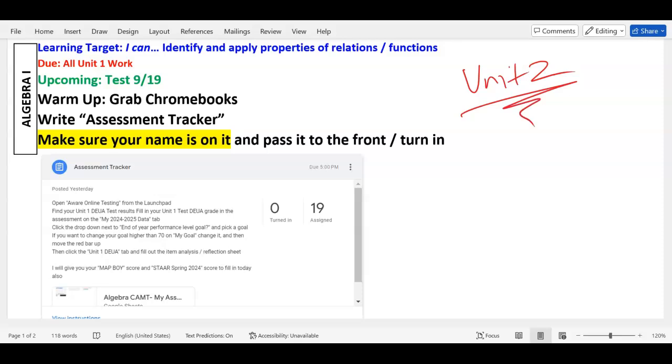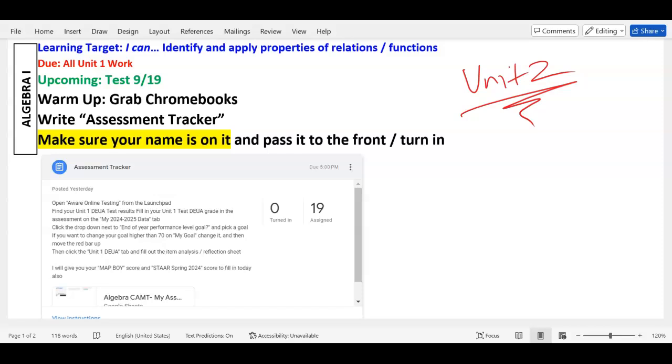We've been working on the assessment tracker yesterday and today, so you should have done that at the top of Google Classroom. You put in your Unit 1 DEUA, Unit 1 test grade, and I gave you your star if you had it, and your map test grade, right? So your next test will be on the 19th, right? You got 13 days till then. We're going to go over some new stuff. And we'll have 2 tests during the Unit 2 section, okay?